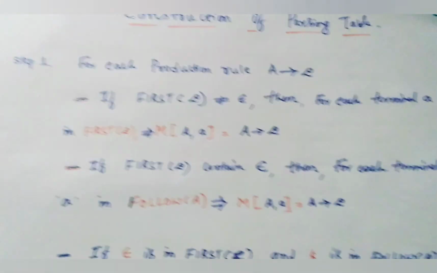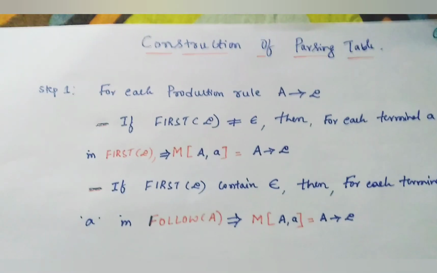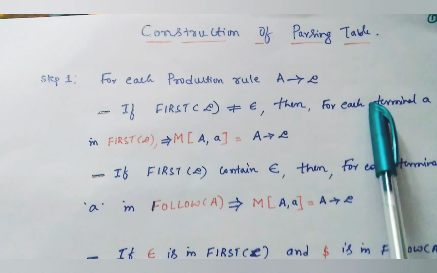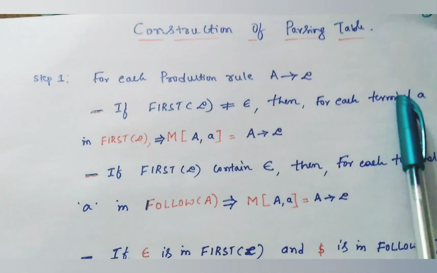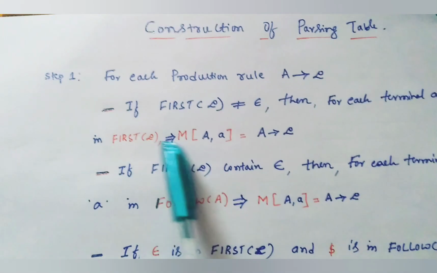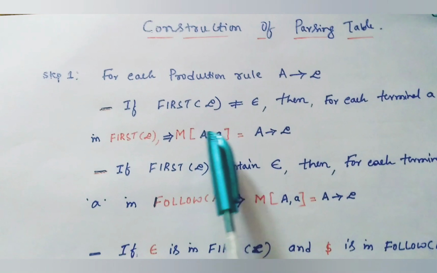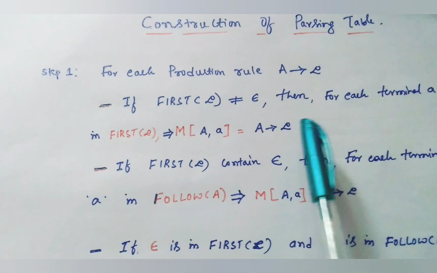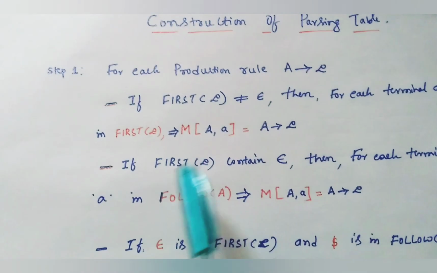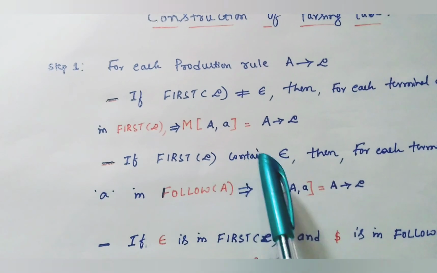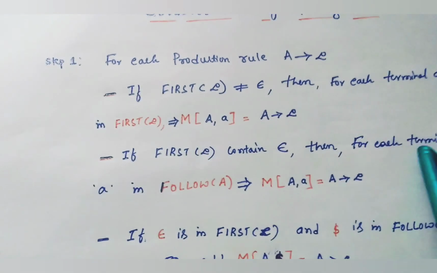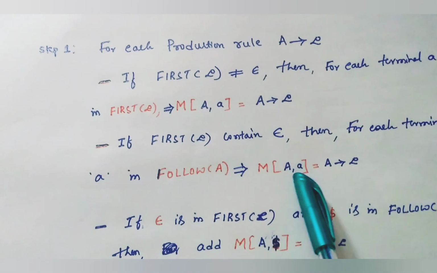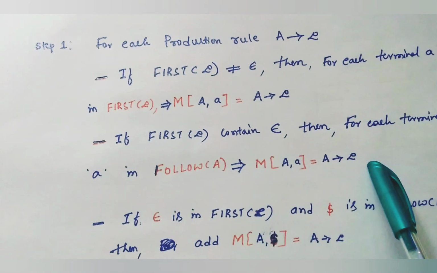If first of alpha is not equal to epsilon, then for each terminal a which is in first of alpha, make an entry into the table, M of A comma a is equal to A tends to alpha. If the first of alpha contains epsilon, then for each terminal a in follow of A, make an entry M of A comma a is equal to A tends to alpha.